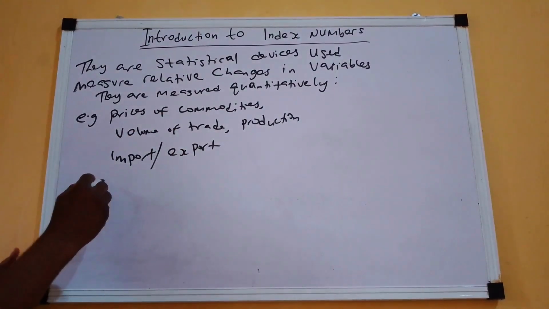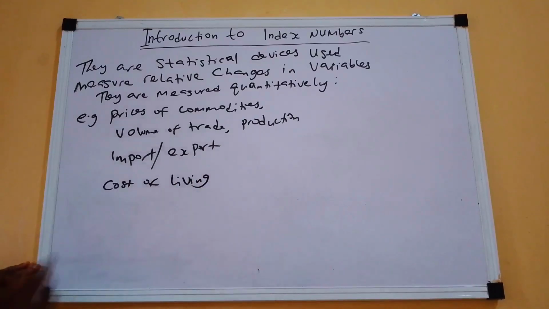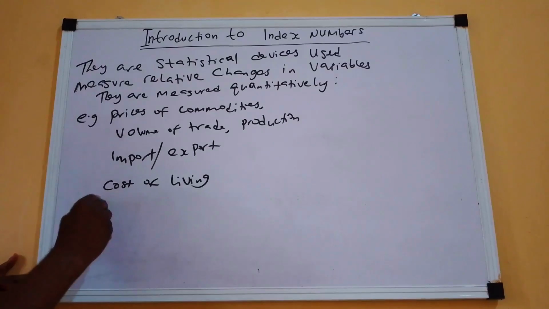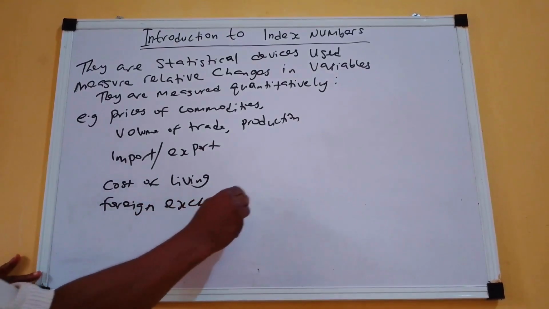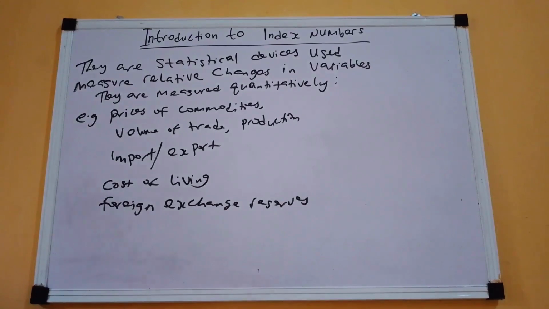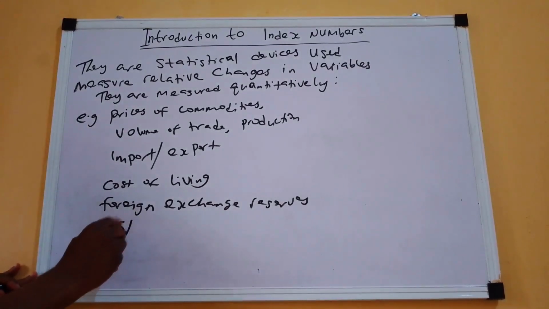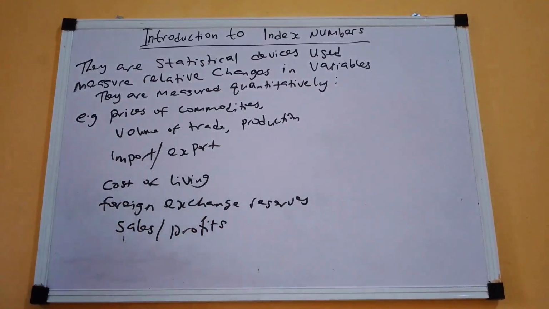We can also use it to study and to measure cost of living. We can use index numbers to measure cost of living, foreign exchange reserves. It can be used to do so many things. We can also use it to measure sales, profit, and so on and so forth.